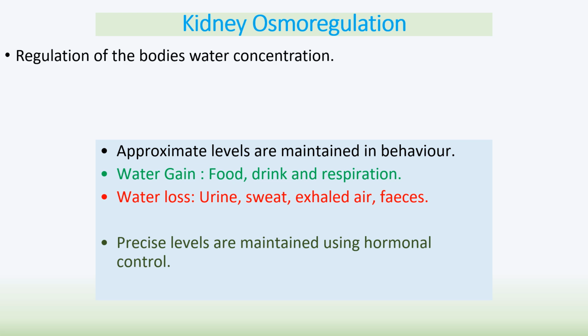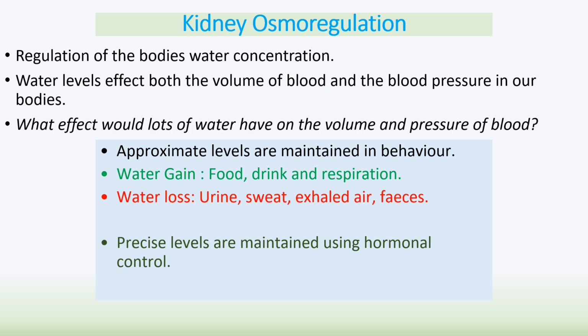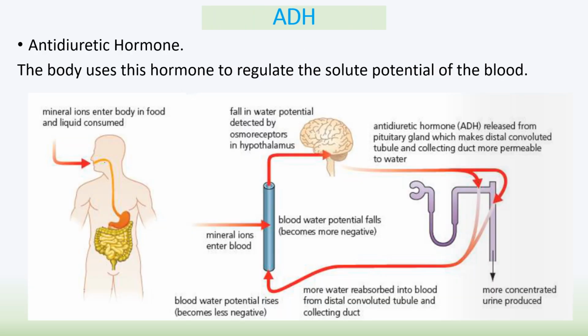So osmoregulation is used to regulate the water's concentration at this point. Water levels affect both volume of blood and pressure in our blood, so it's important. And we can control our water gain. We need to sort that out. Our water losses, these four main things. But precise control of water loss is controlled using hormones and the hormone ADH, or antidiuretic hormone.